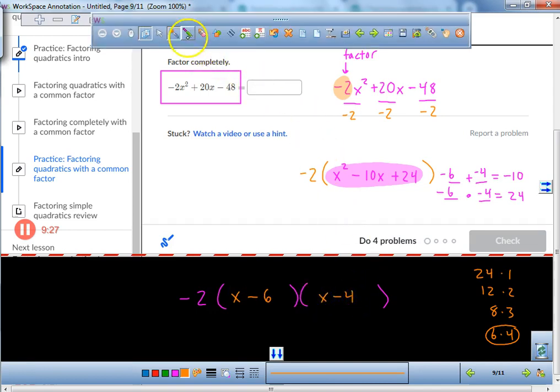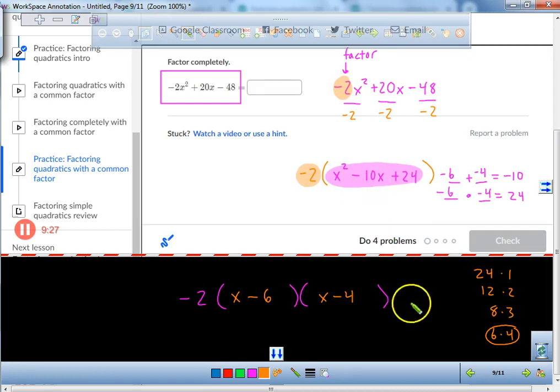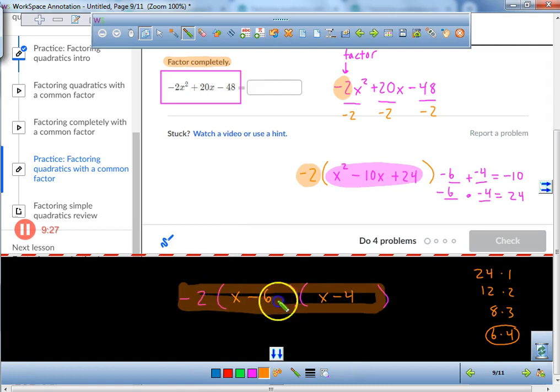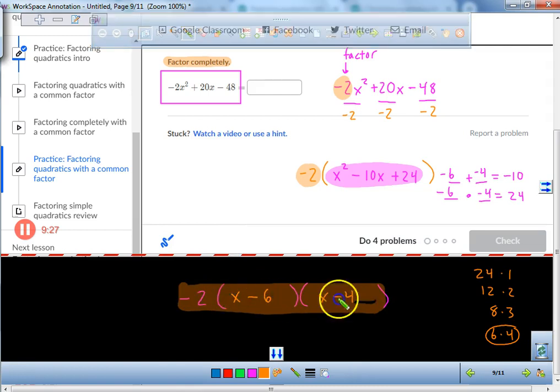But what did we start the whole process out by doing? We started by factoring out that number that was in front of the x squared. Once we factored it out, we could take this and factor it. So when it says factor completely, everybody, this is your answer, factored completely. That's the complete factorization, so to speak, of this.